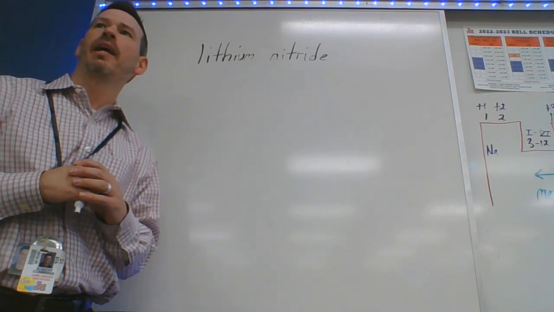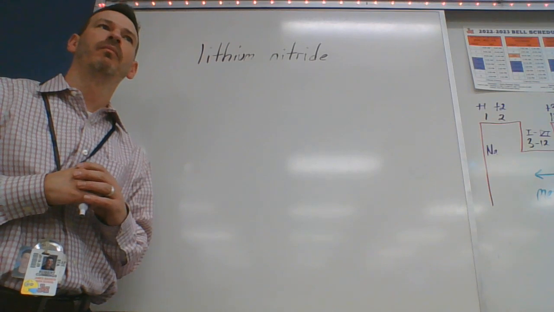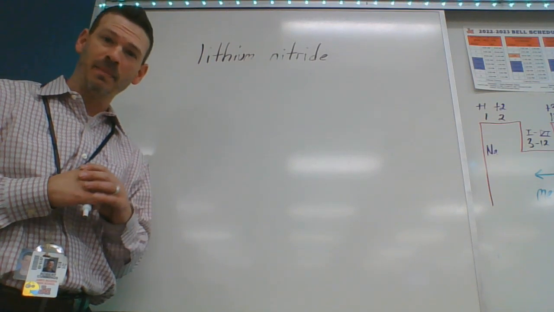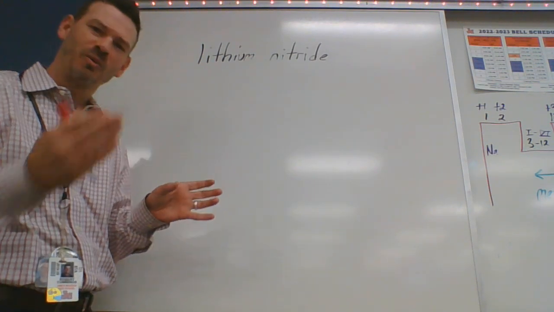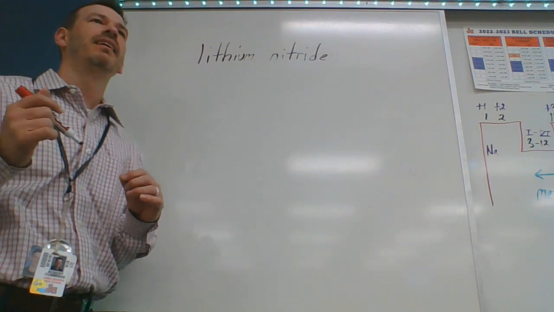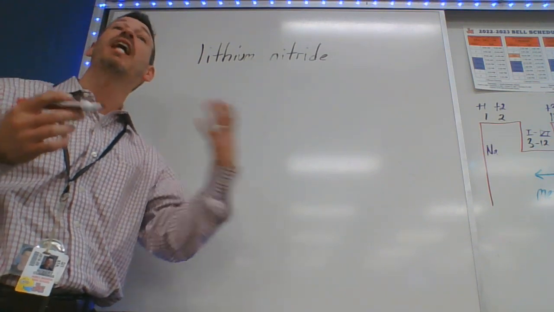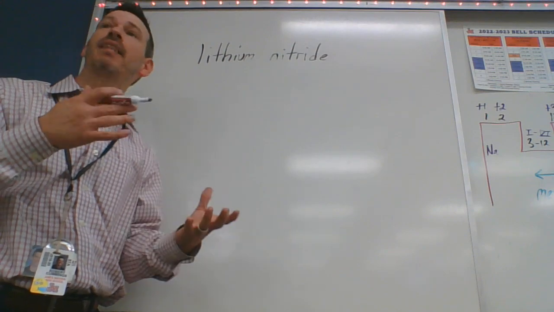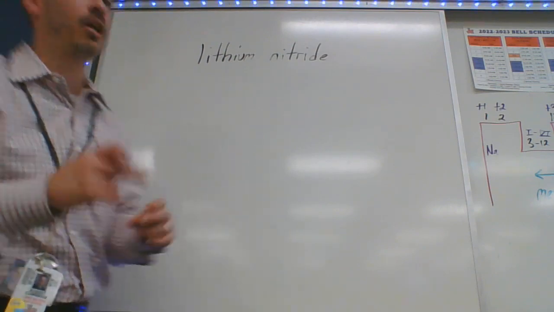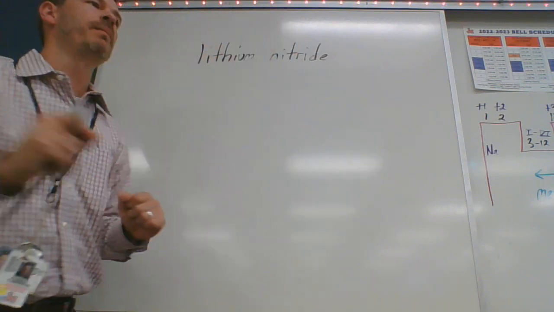Is that going to be ionic, lithium and nitrogen? Yes, because lithium is to the left of the zigzag, nitrogen's to the right, right? It's easy. It's the most important part, though, because when I introduce the other compounds, you can get mixed up at that step. All right, it's ionic. Here we go. What is the formula for lithium?